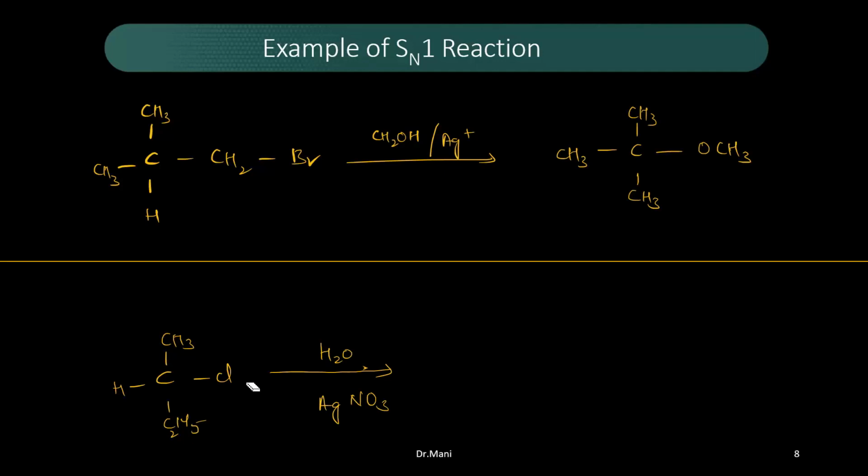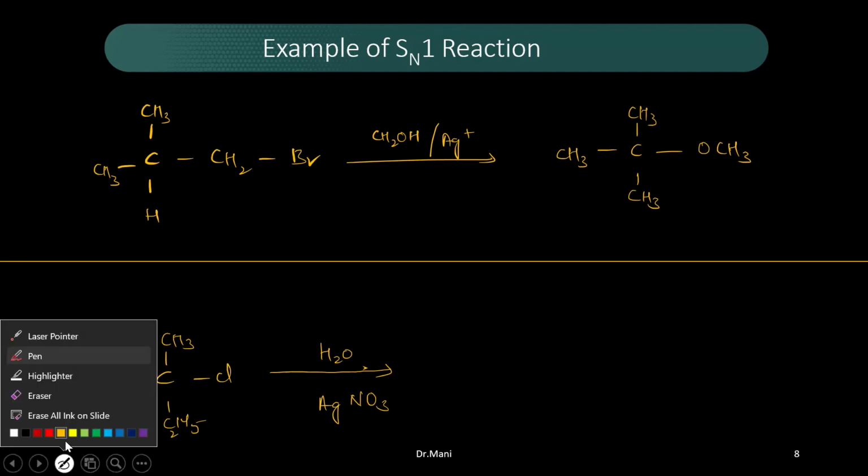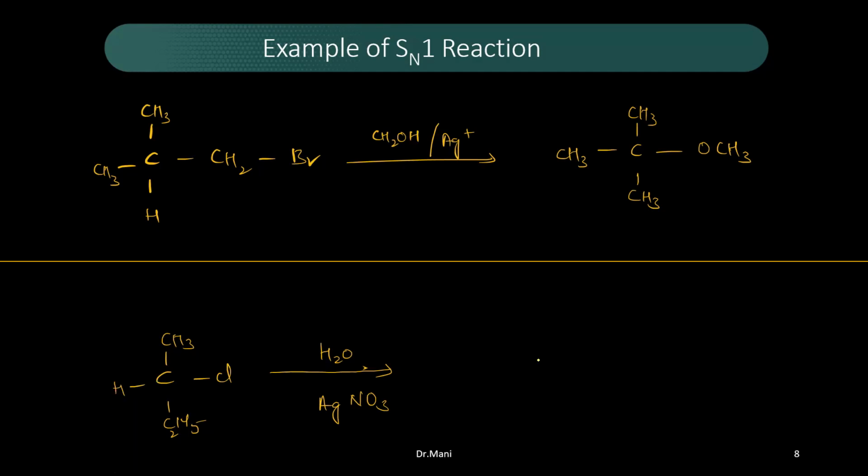now it could have a chance. This chlorine can leave. Once this chlorine leaves, we get the carbocation. Now this nucleophile can attack from the top or can attack from the bottom. So it has two options and it can form two different kinds of products. So one product is HO-C(H)(CH3)(C2H5). The other product is OH, C, H, C2H5, CH3.